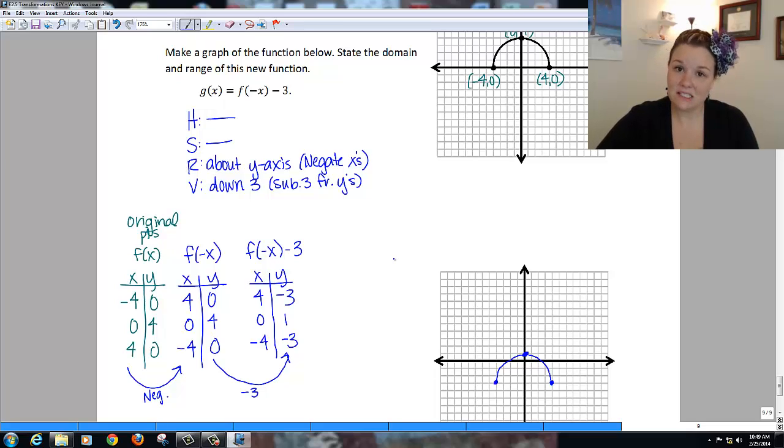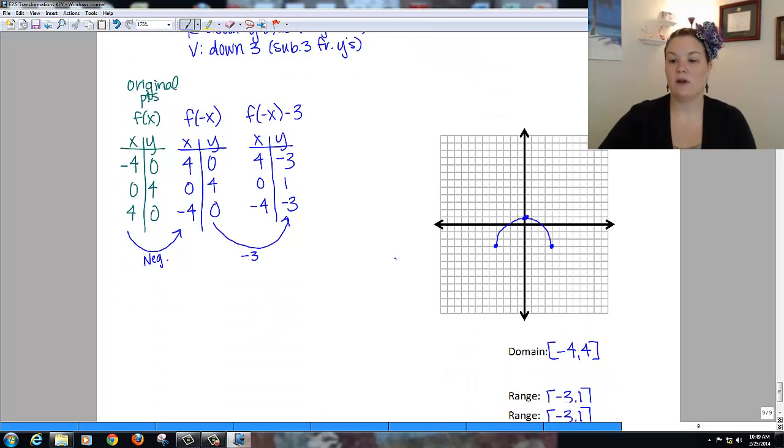The negative inside negates my x, which flips it about my y. So that's my reflection. The negative 3 on the outside is being applied to the y. When I subtract 3 from my y's, that moves my picture down 3. Okay, so I go ahead and do it in my table of values. My first table, I negate my x's, so I just change all the signs of my x's. And then going from my first blue table to my second blue table, I then subtract 3 from my y's to move my picture down 3.